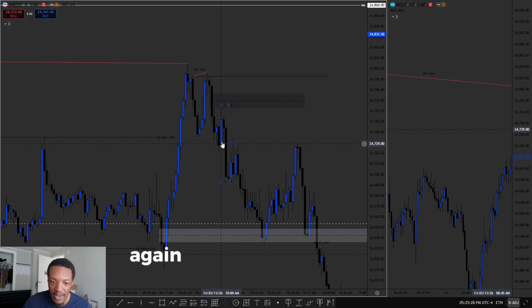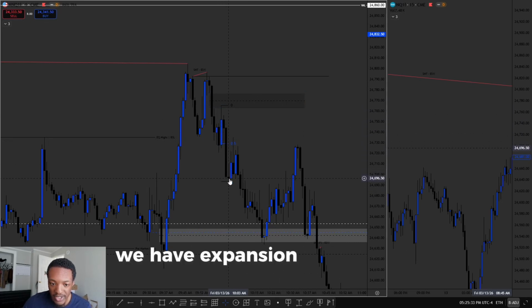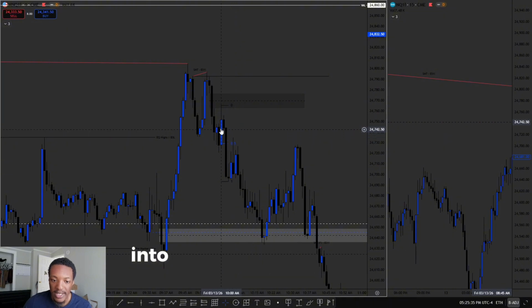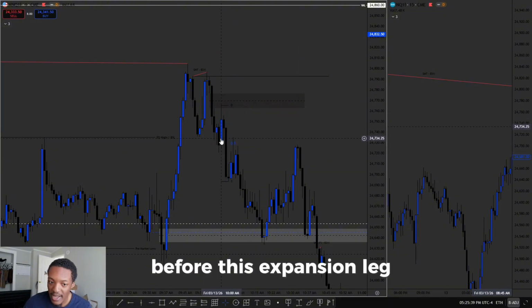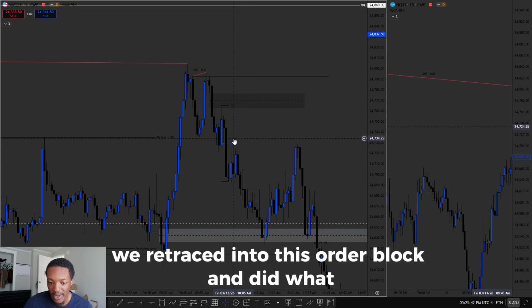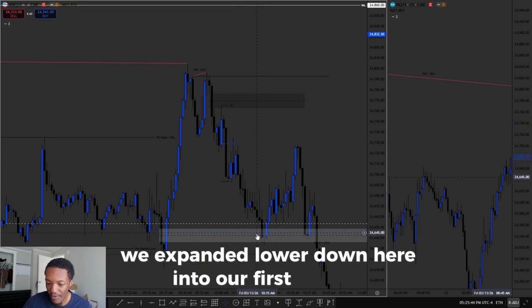And then what do we get here again? Here we have a dealing range, which is a swing high and a swing low. We have expansion, retracement into what? Into this order block here. We have an order block here before this expansion leg. We retraced into this order block and did what? We expanded lower down here into our first presented fair value gap.